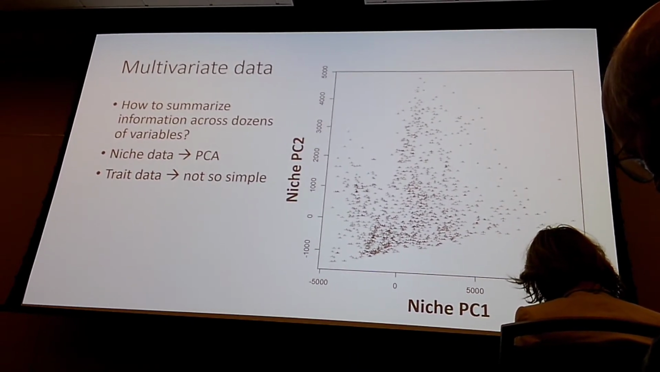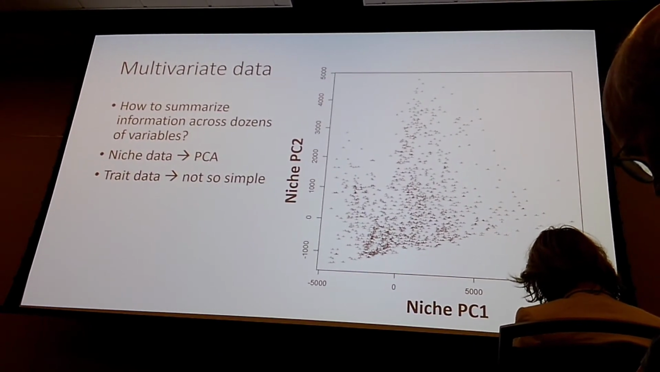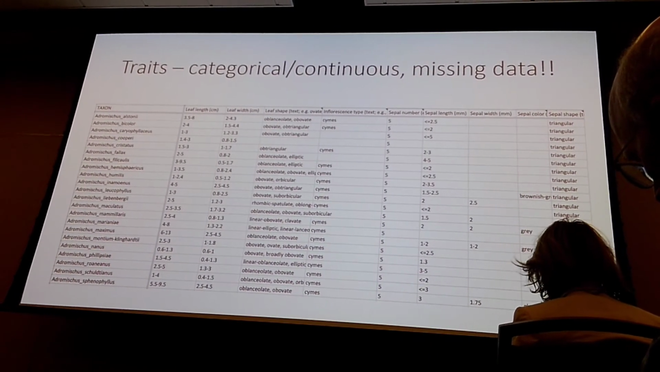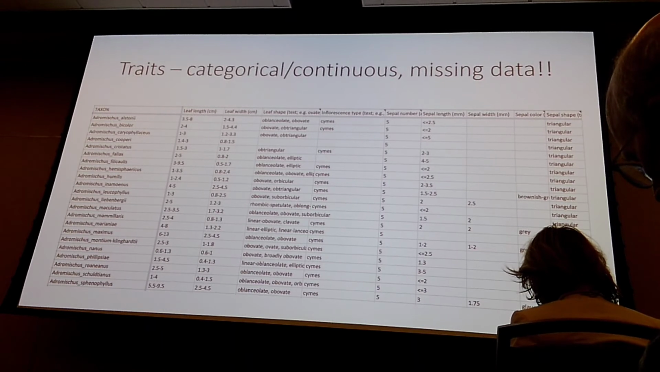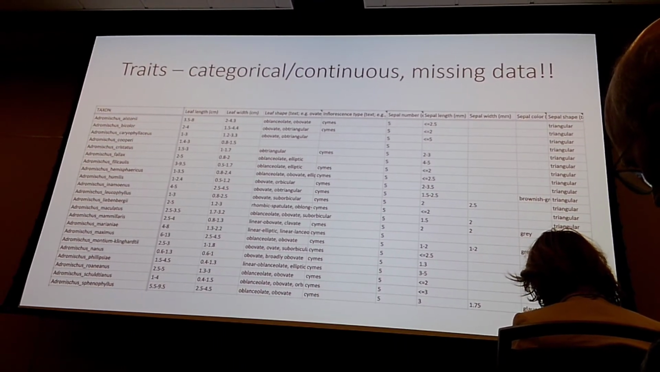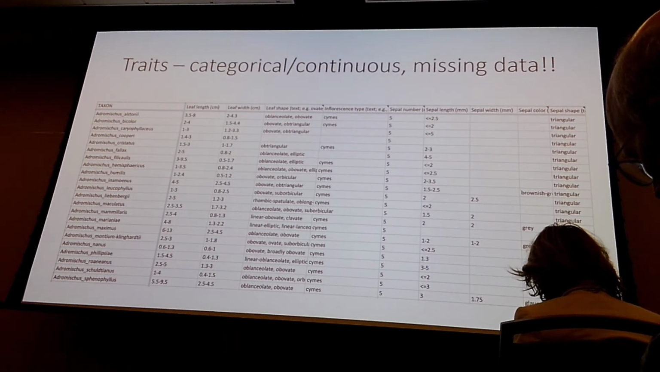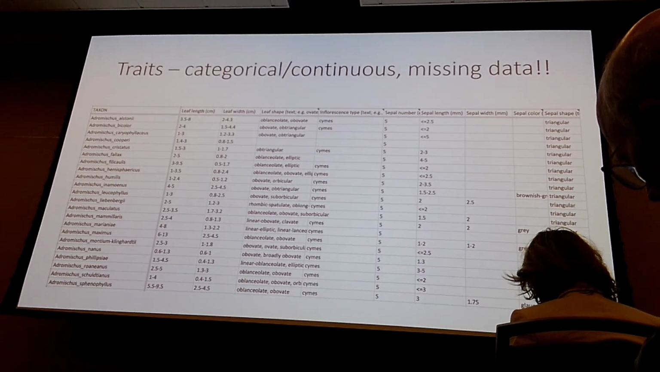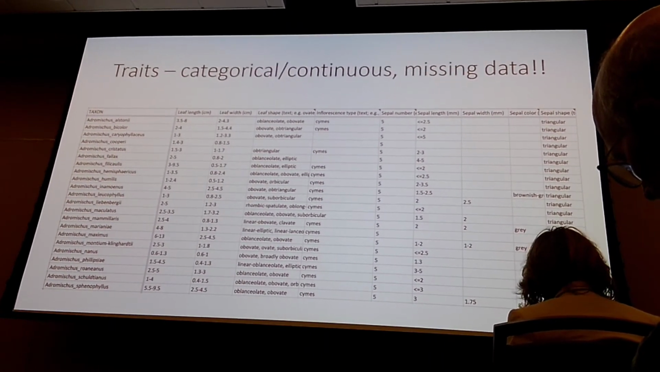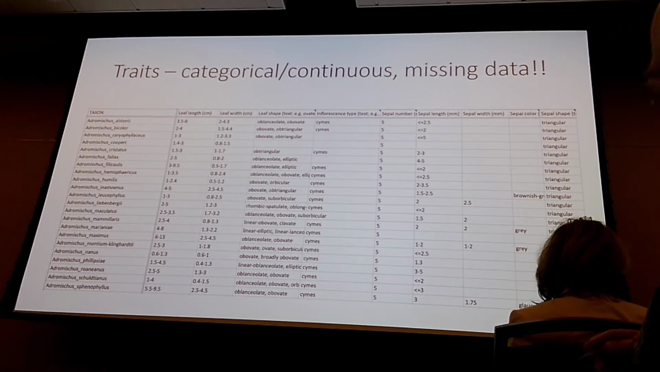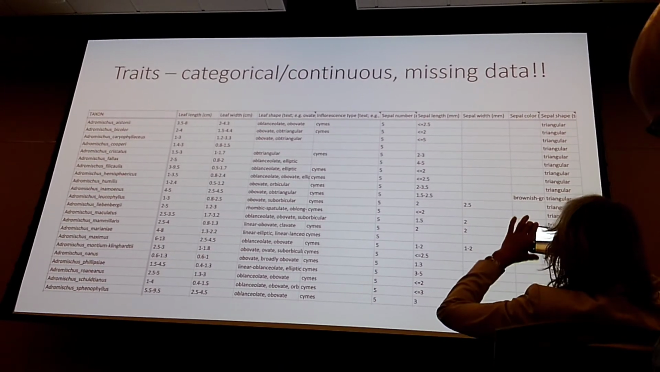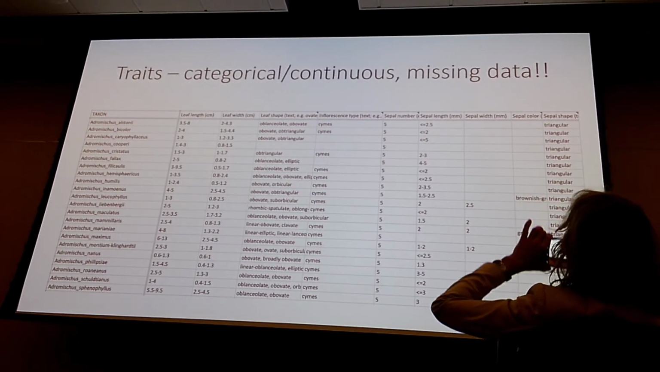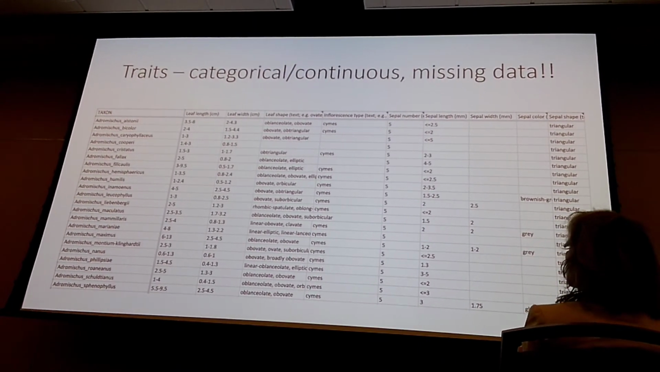Trait data, things are a little bit more complicated. So this is just, I guess, the first couple dozen or so records from our trait database. And these are a set of Adromischus species in Crassulaceae drawn from a comprehensive family level treatment. And so in the same treatment, we have a number of patterns here. So one thing is a mix of categorical and continuous data. And in comparative data, that's often very frustrating to deal with, and especially missing data.